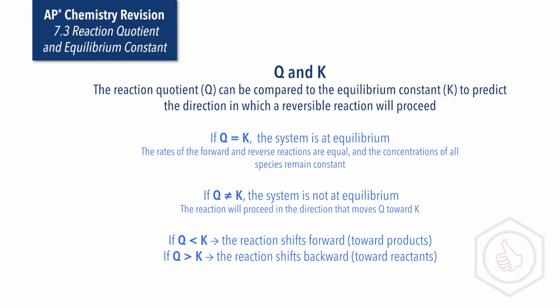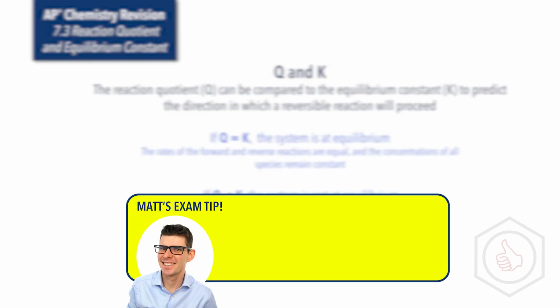Exam tip here. It's really important to compare like with like when using Q and K. For example, if your equilibrium constant is a Kc value, then you must use concentrations for your Q expression, Qc. Equally, if your equilibrium constant is Kp, then you must use Qp values based on partial pressures. You can't mix Qc, for example, with Kp.